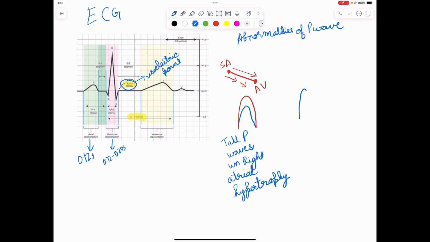But what happens is that for the rest of the peak, since the left atrium is towards the side a little bit, when it reaches the AV node here, it has just reached its peak. Now it was dipping. Now what happens is that it again rises, and then it falls. So it appears like a bifid appearance.